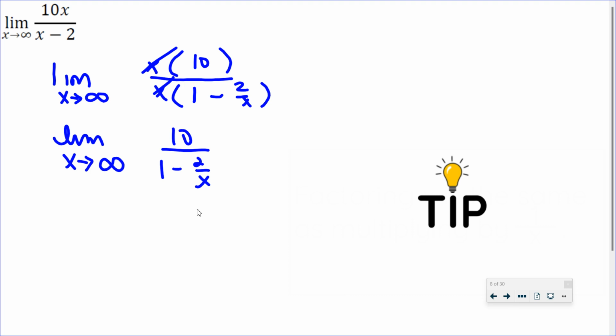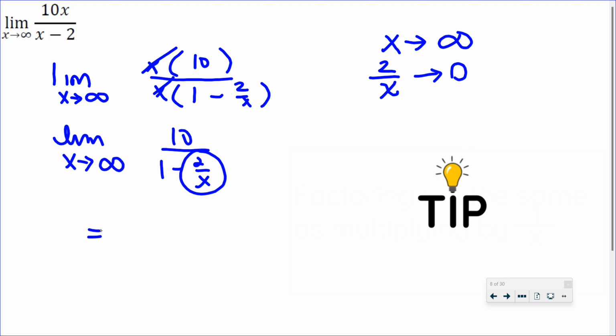So let's look at this here. Right now, what I have is only x in one place right here. So what's going to happen as x approaches infinity, as I get bigger and bigger in my x value, that makes the denominator of this fraction bigger and bigger. And I know 2 over a really big number is going to approach 0. So I know the limit as x approaches infinity of this is going to be 10, constant value, over 1 constant value minus 0, which is just 10 over 1 or 10.